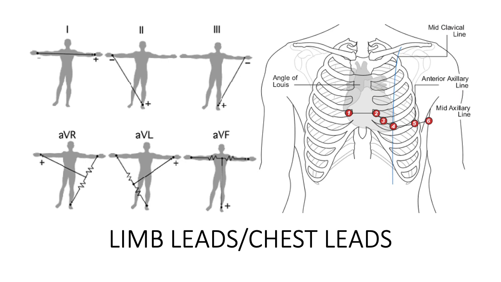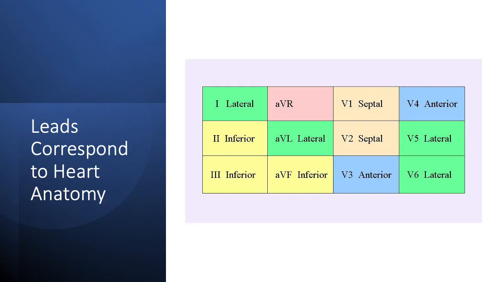Okay, so on a 12-lead ECG, 6 of the leads are considered limb leads and the other 6 are chest leads. So you see the limb leads and the placement of those leads on the left. So you have leads 1, 2, 3, and then their perpendiculars are AVR, AVL, and AVF. The chest leads are V1, V2, V3, V4, V5, and V6. And you can see the placement of those leads on the patient on the chest diagram on the right.